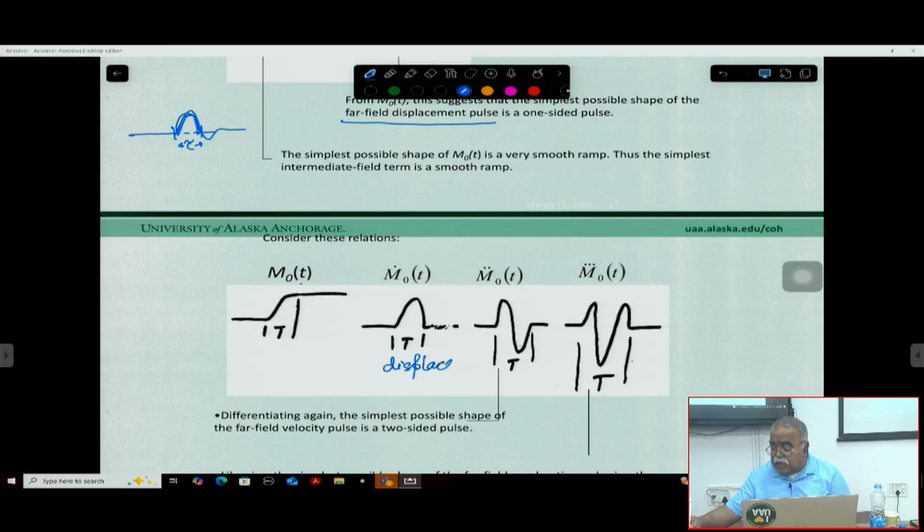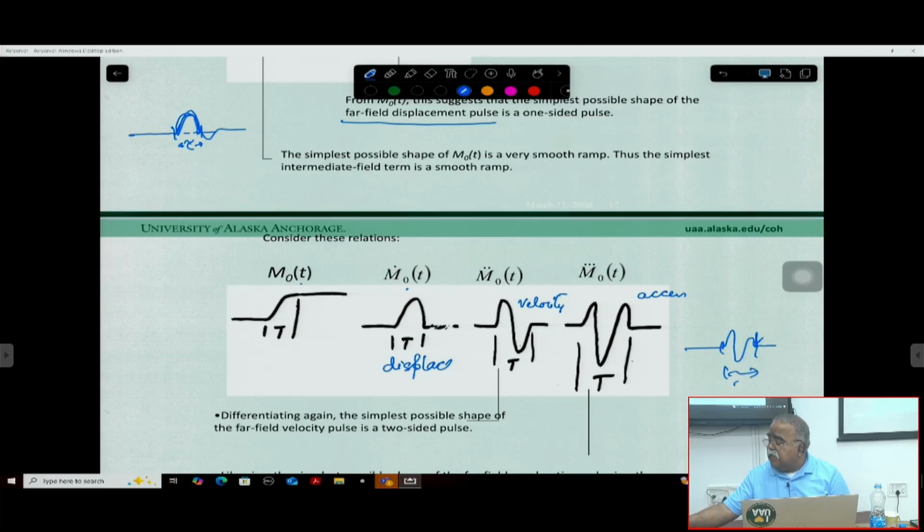And if you differentiate this again, then your velocity pulse will look like this. Any far field velocity pulse will look like a positive up, a negative up, or a negative up corresponding to a positive up. And then if you do an acceleration record, you will see the pulse will be like this. Okay, so that is basically your tau. So from here to here, that will be your tau.